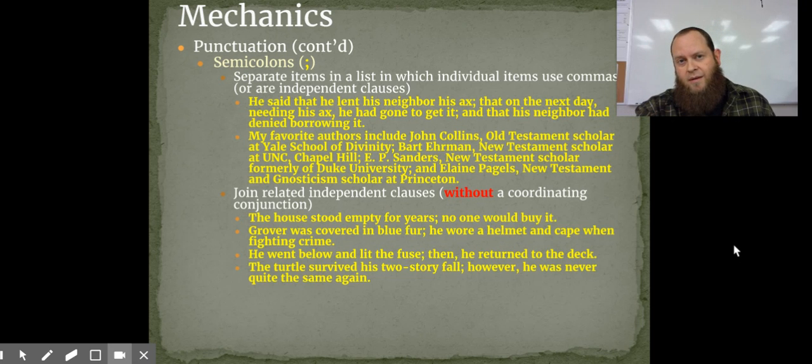Now, I think the perfect example of eliminating confusion is the second here. My favorite authors include John Collins, Old Testament scholar at Yale School of Divinity; Bart Ehrman, New Testament scholar at UNC, Chapel Hill; E.P. Sanders, New Testament scholar formerly of Duke University; and Elaine Pagels, New Testament and Gnosticism scholar at Princeton. So if we just used commas there, it would just be a sea of information to try to sort through.